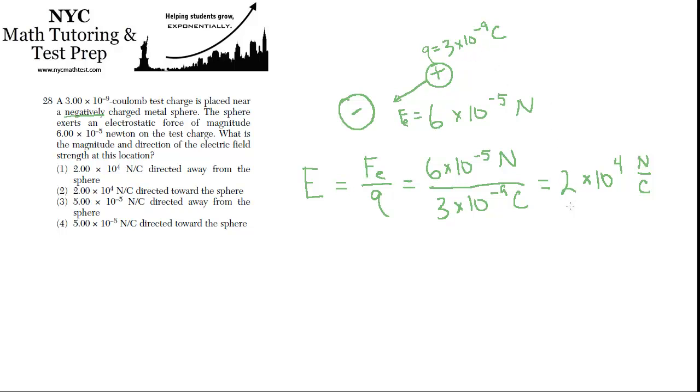So that's basically all we need to find the magnitude of the field. Oh, and the best choice is 2, because it's 2 times 10 to the fourth newtons per coulomb toward the sphere. We said opposites attract, so it's going to pull it in.